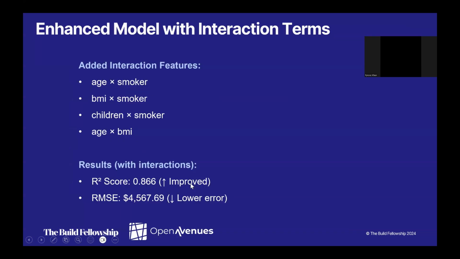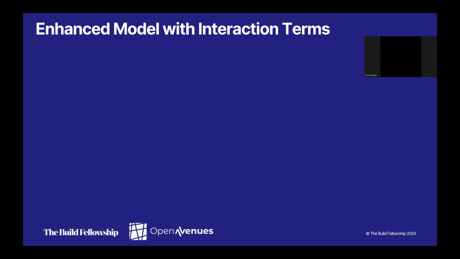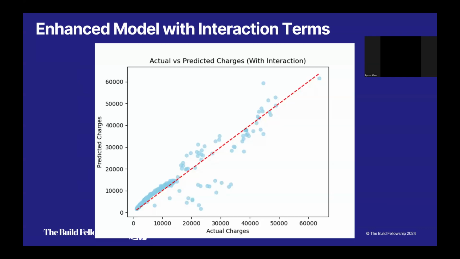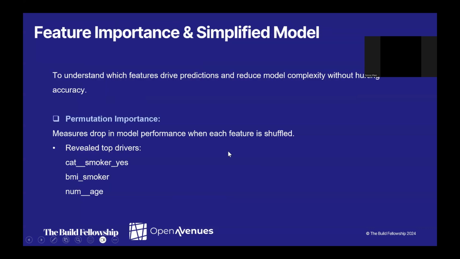Now, adding interaction terms like age into smoker improved the performance significantly to R-square of 0.866, and root mean square error also reduced to 4567. Now, this is the plot with the interaction terms, and we see that the actual and predicted charges are now comparatively closer towards the predicted line.